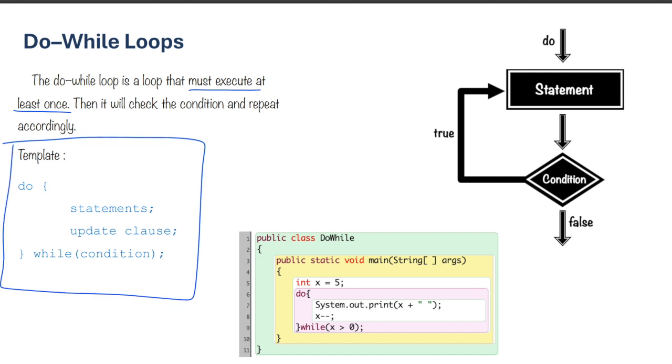And you see here we have the template for the do-while loop, and here is just a simple example using the do-while loop. x starts at 5, it'll print out 5 with a space that follows. It will decrease the value of x, and as long as x is greater than 0, it'll keep going. So this should print out 5, 4, 3, 2, 1, and then exit the loop.